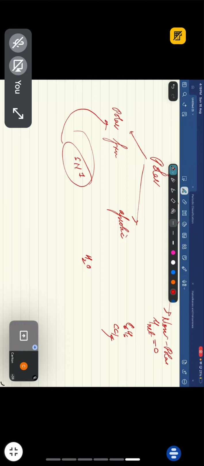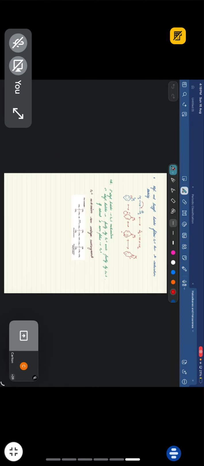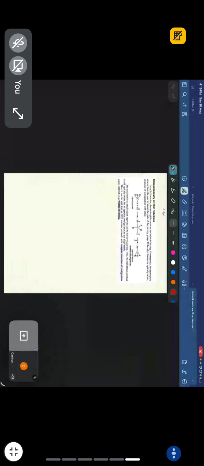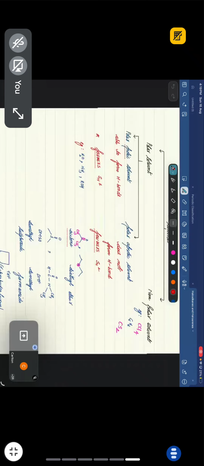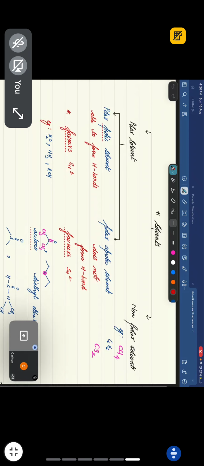Whereas for SN2 mechanism, what do you require? Polar aprotic. Now write down the heading solvents. Start from here, please. Polar solvent, non-polar solvent. Under polar, polar protic, polar aprotic. Non-polar: carbon disulfide, CCl4, benzene. Let's be a little faster, please.